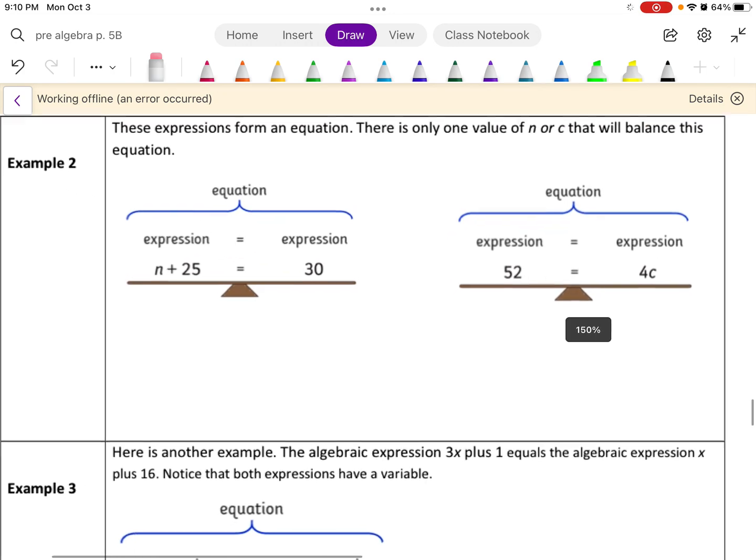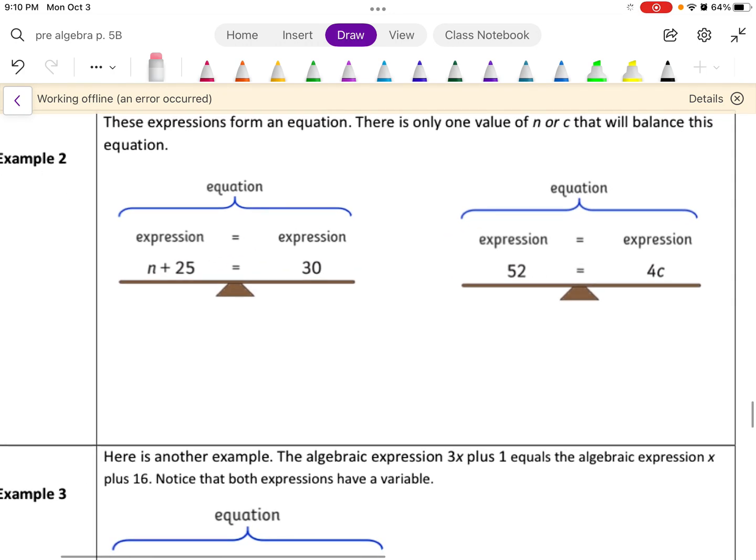So, example 2. These expressions form an equation. There's only one value of n or c that will balance this equation. So we're trying to figure out the value or the number that would make both sides of this equation equal or balanced. So if we have the expression n plus 25 equals 30, well, we just want to figure out what plus 25 is 30. Well, 5 plus 25 is 30, which tells us that in order to balance this, n would be 5.